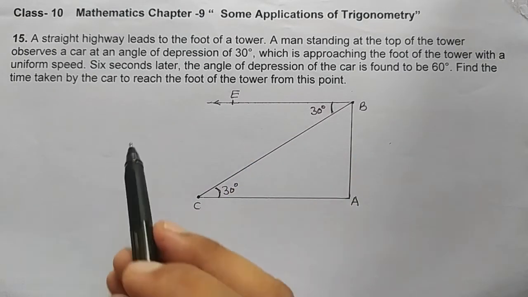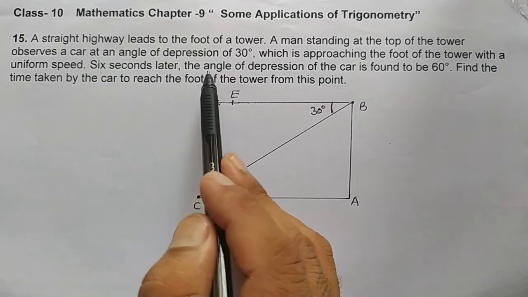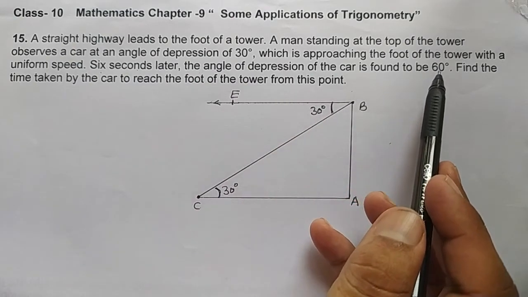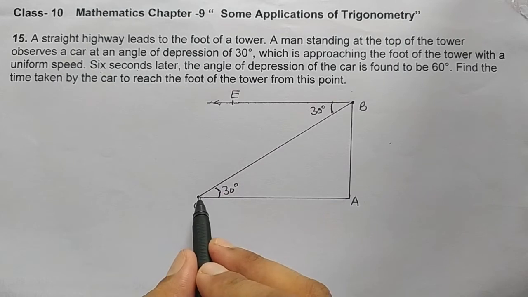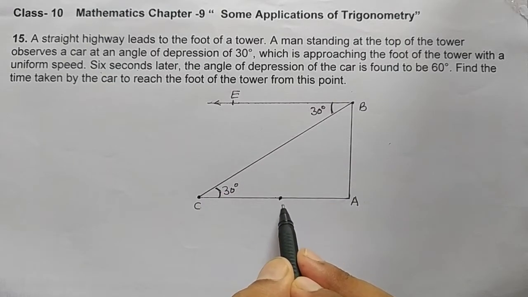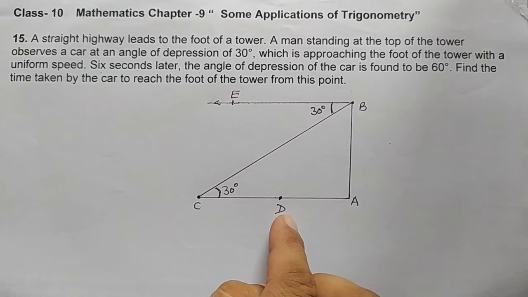Now what happened afterward? After 6 seconds, what happened? The angle of depression of the car is found to be 60 degrees. Meaning after 6 seconds, suppose the car has moved from C to D, the car has reached point D, right?